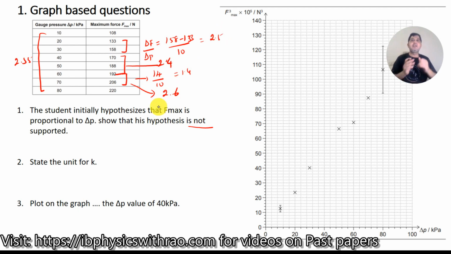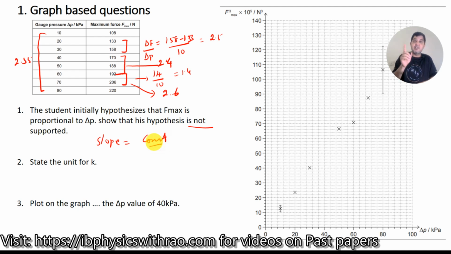All these values are very close to each other. Mostly it resembles a straight line. Delta f is proportional to delta p. You can prove it like that also. Remember the condition for proportionality: whenever I say that it is proportional, it means the slope is a constant.